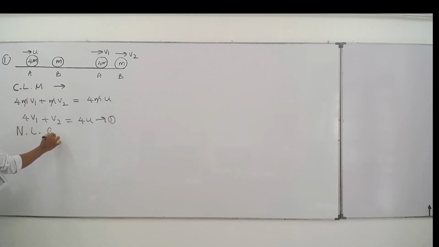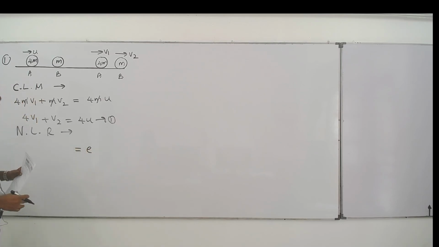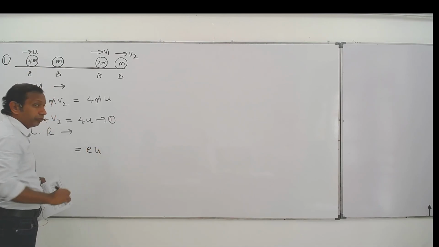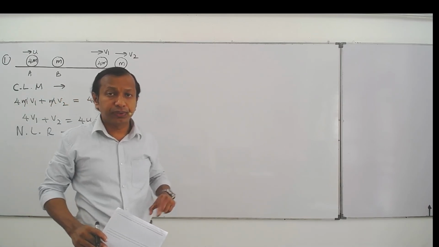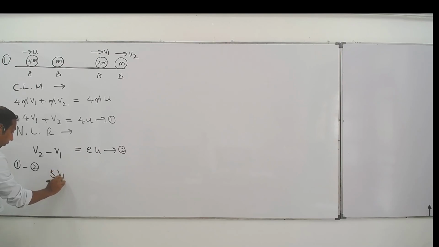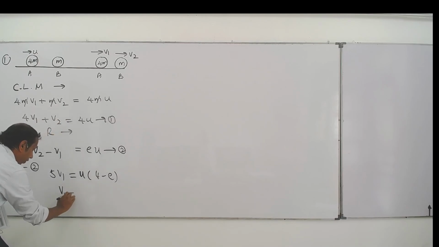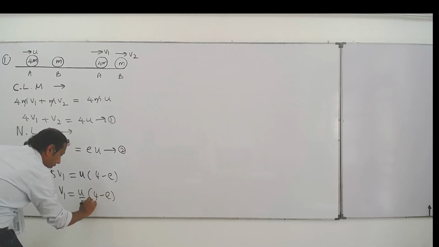Second, you can apply Newton's law of restitution this way. It is e times velocity of approach u equals velocity of separation, v2 minus v1. Number 2. Asking v1, we can take 1 minus 2, and then v2 we can cancel down. 4v1 minus v1 is 5v1. Here 4u minus eu, take u out. So 4 minus e, v1 is u upon 5, times 4 minus e.